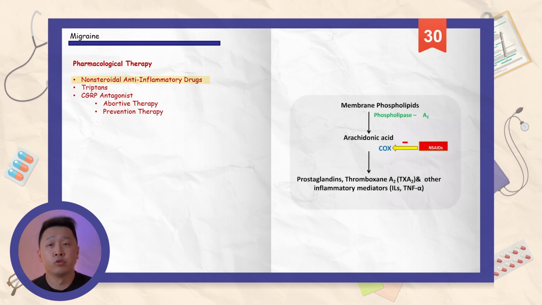So NSAIDs are usually the first line of therapy due to their cost as well as accessibility. By blocking the inflammatory mediators that cause the vasodilation of the cerebral blood vessels, NSAIDs can help alleviate the vasodilation and thus the interaction between cerebral blood vessels and the trigeminal nerve. This is useful at first onset of headache, but it may not be as potent since the inflammatory mediators have already caused the vasodilation of the cerebral blood vessels.